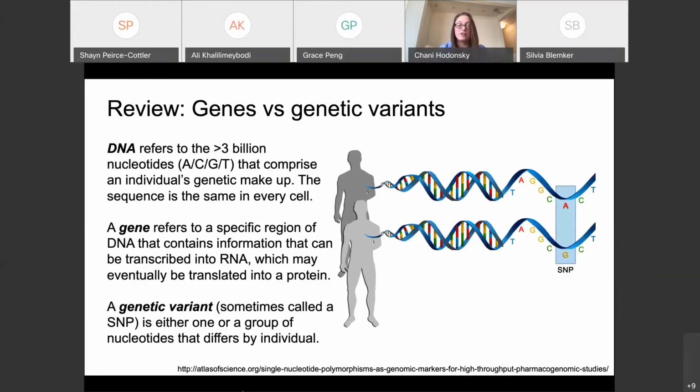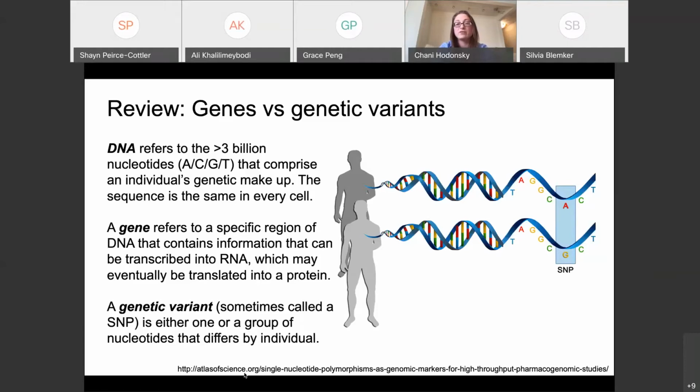This is kind of the dogma of genetics that a lot of people are familiar with. And what I'm going to be talking about mostly today is genetic variants, sometimes called SNPs or single nucleotide polymorphisms, where either one or a group of nucleotides at a certain place in the genome might differ across individuals. We can see this if we look at the figure on the right.